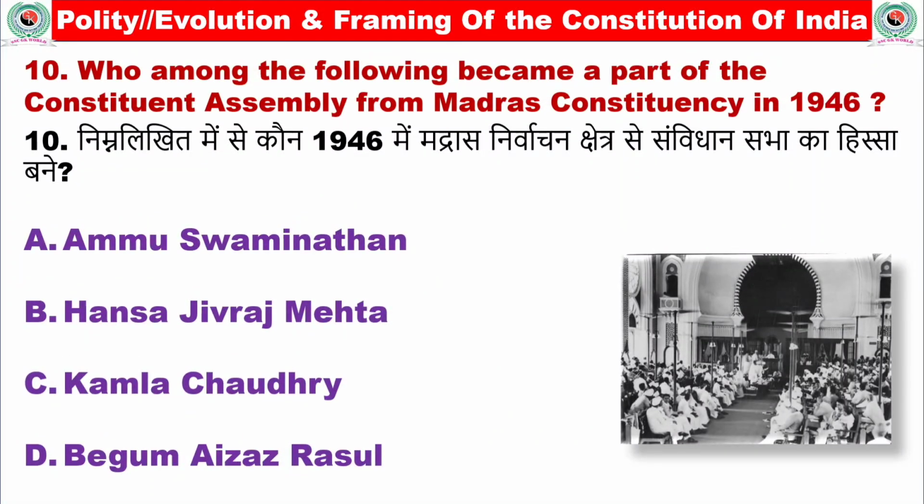Next, who among the following became a part of the Constituent Assembly from Madras constituency in 1946? The correct answer is option A. Ammu Swaminathan.